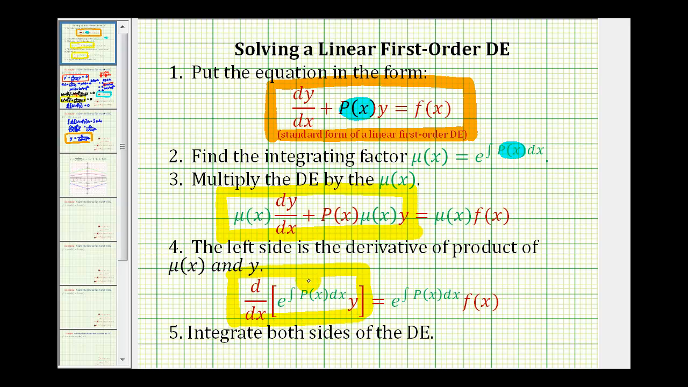So if these two are equal, then we can set this derivative equal to the right side of the differential equation, which will be mu of x times f of x, or the integrating factor times f of x. Once we do this, we integrate both sides and solve for y. So let's take a look at our example.